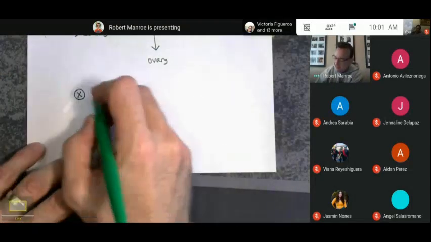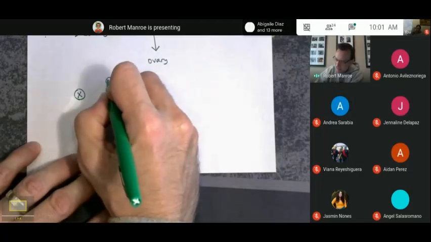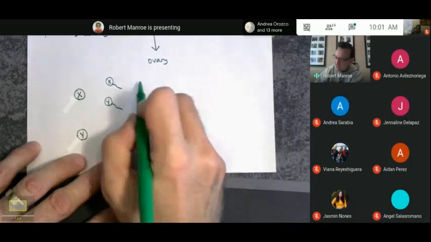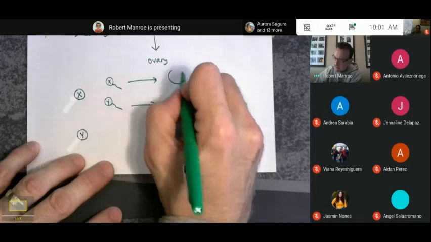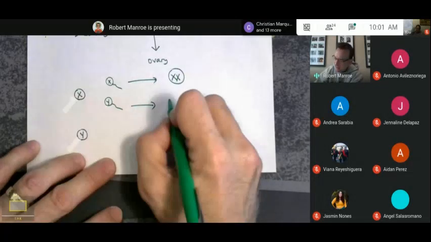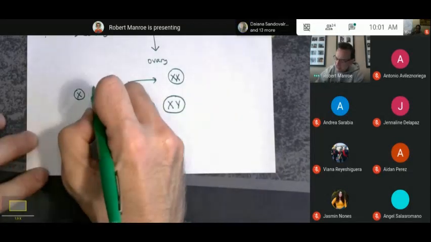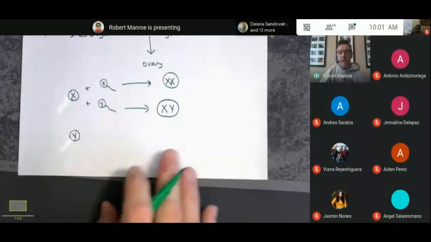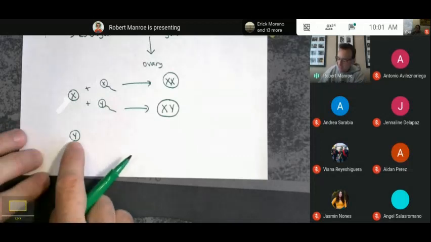Okay, so what then could happen? Well, if this ovum is fertilized by an X sperm or a Y sperm, easy. If you get XX, they could form a daughter. If you get XY, they could form a male, a son, right? And they could produce totally viable children, and she would never know she's XY.